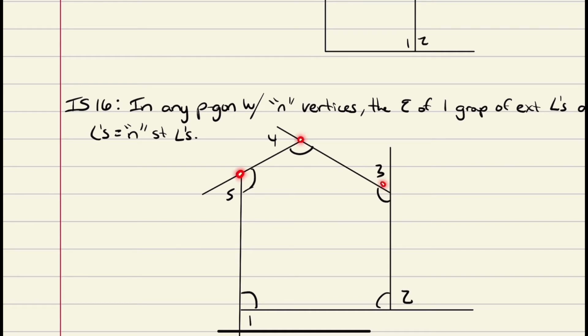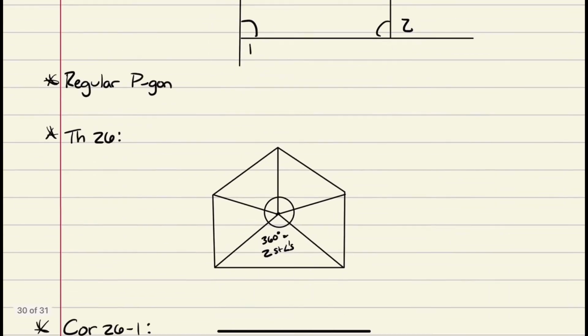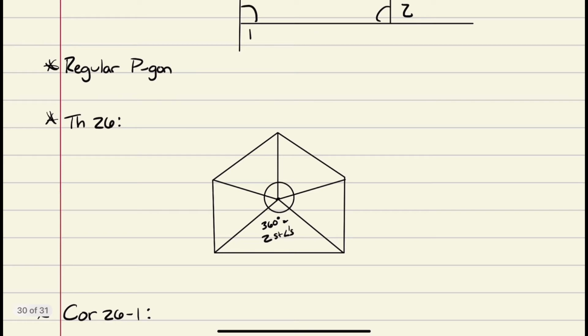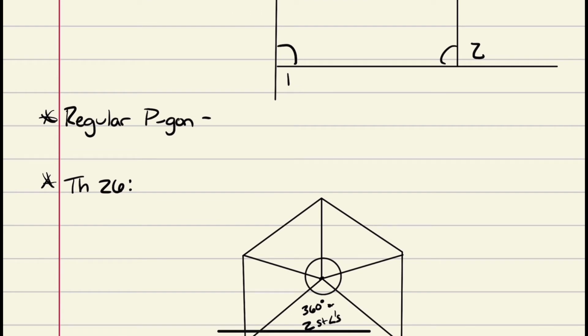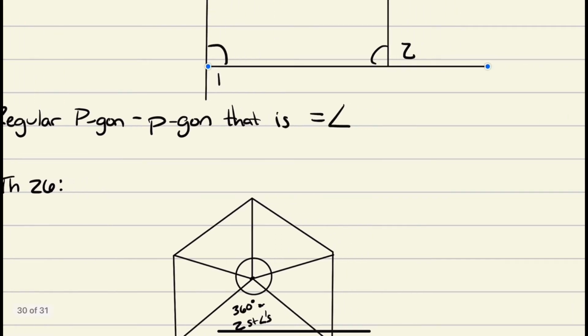Quick definition here: a regular polygon is just a polygon that is equiangular and equilateral. Pretty simple. All the angles are equal, all the sides are equal.